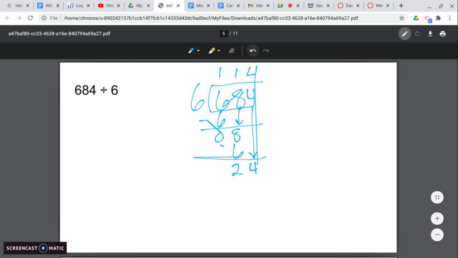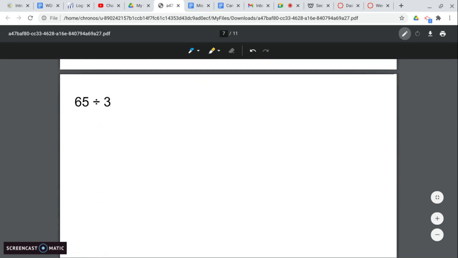6 times 4 is 24. And 24 minus 24 is 0. So our answer is 114. So they won't all end up with remainders, but some of them will.